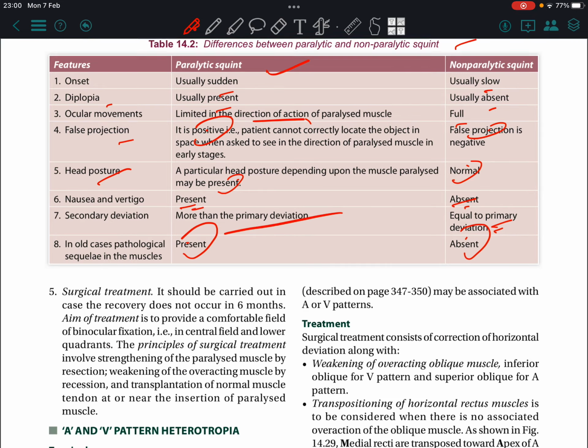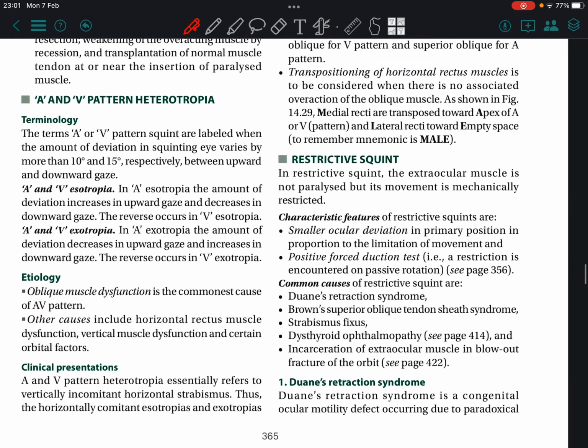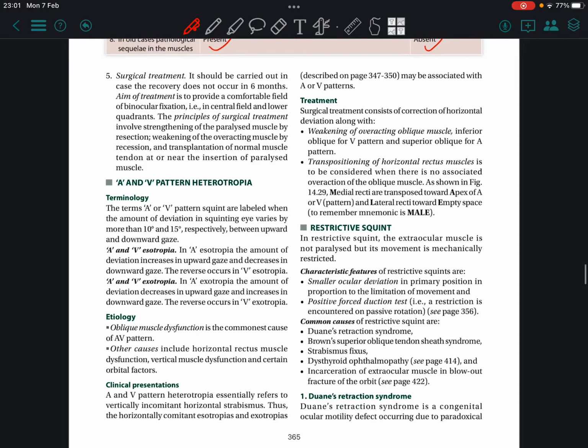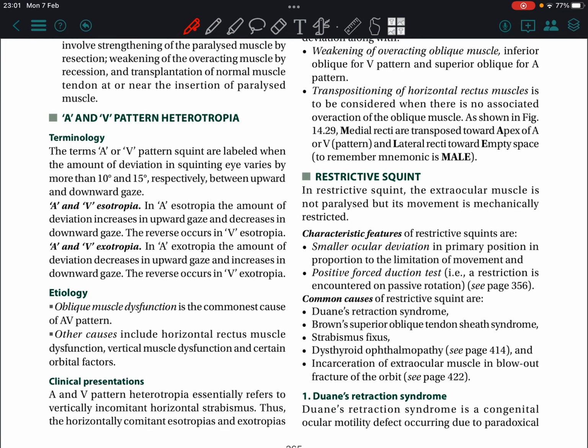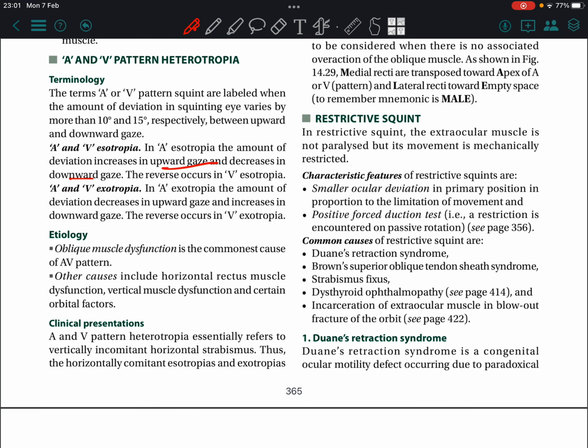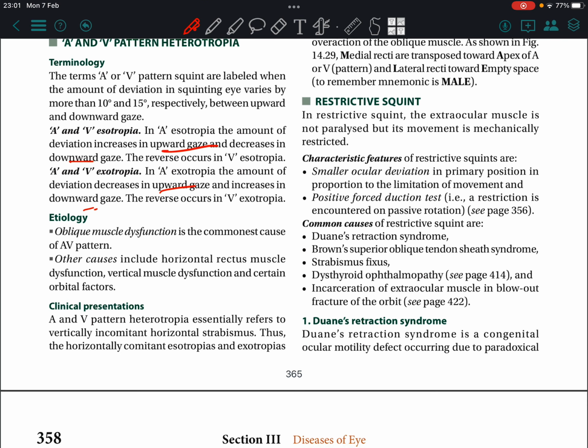A and V pattern heterotropia. A and V esotropia: in A esotropia, the amount of deviation increases in upward gaze and decreases in downward gaze. The reverse occurs in V esotropia. A and V exotropia: in A exotropia, the amount of deviation decreases in upward gaze and increases in downward gaze. The reverse occurs in V exotropia.